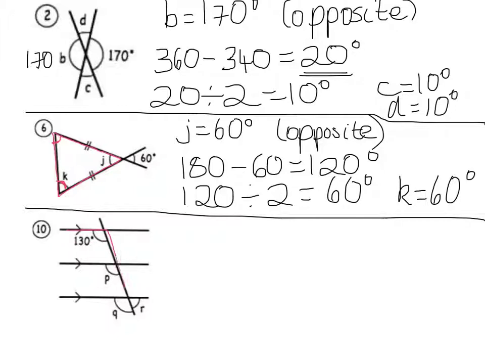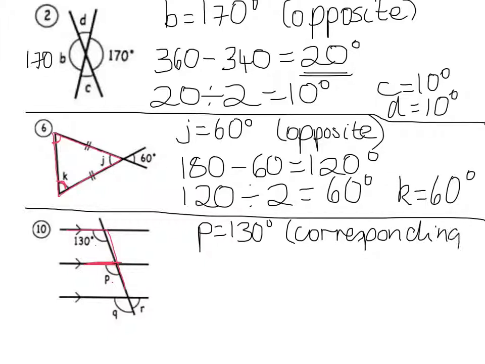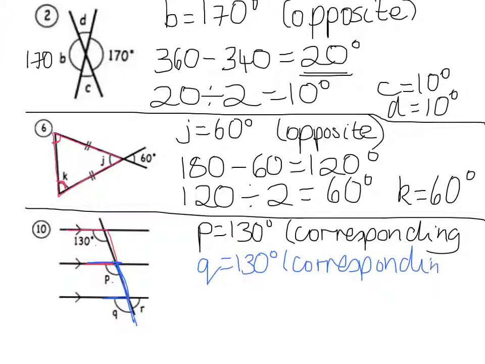Final one then, using angles on parallel lines. Here I've got a sort of backwards F angle, which means that this angle and this angle will be the same. So that means that P is 130 because they are corresponding. I've also got another F angle here, which means that P and Q are the same. Since P is 130, that means Q is 130 because it's corresponding. So I know Q is 130.